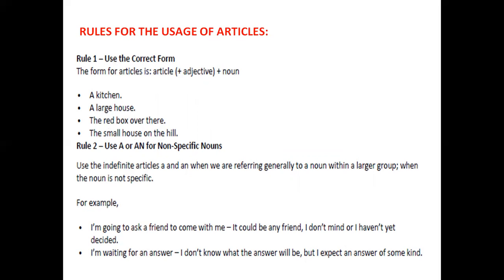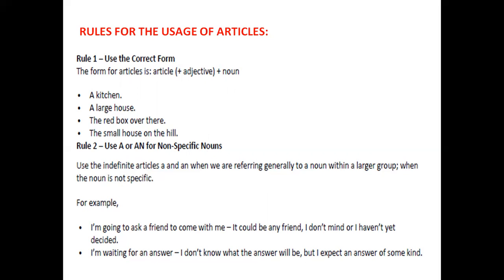So what's the second rule? Use a or an for a non-specific noun. Use the indefinite articles a and an when we are referring generally to a noun within a larger group, when the noun is not specific. So when the noun is not specific, we use a or an.